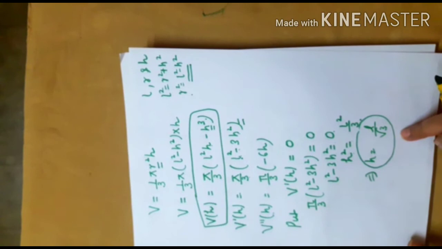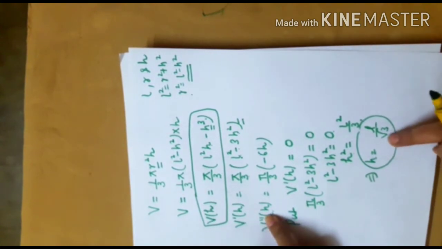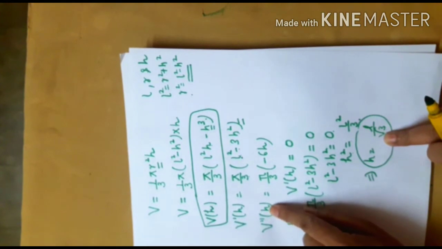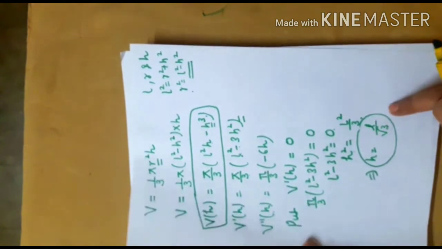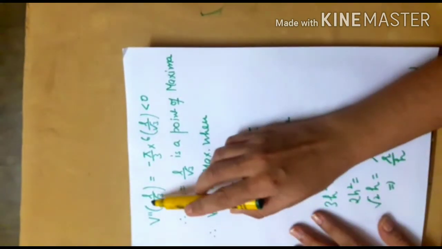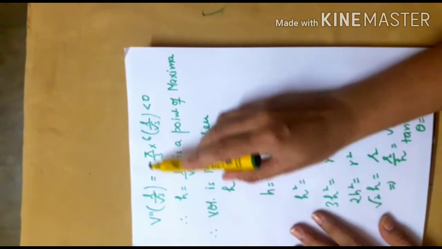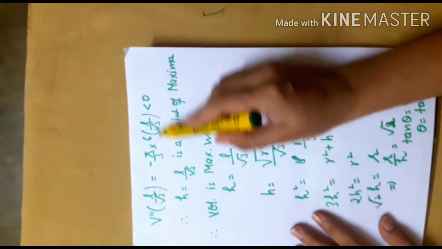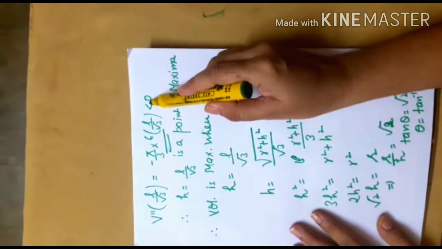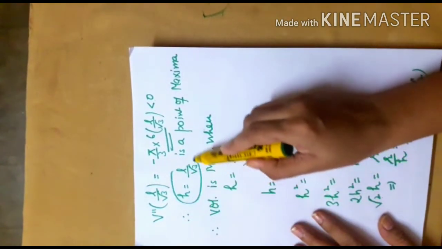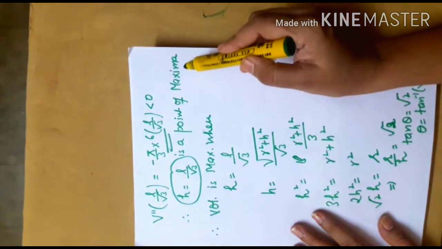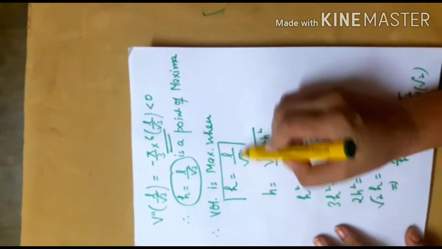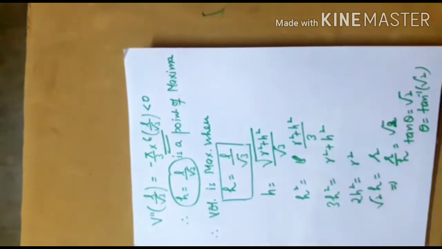Now I will compute the value of the second order derivative at this critical point. In the second order derivative, I'll replace h with L over root 3. So V double dash (L over root 3) will be minus pi by 3 into 6 into L over root 3, which is definitely less than 0. So this critical point is a point of maxima. So the volume is maximum when h is L over root 3.